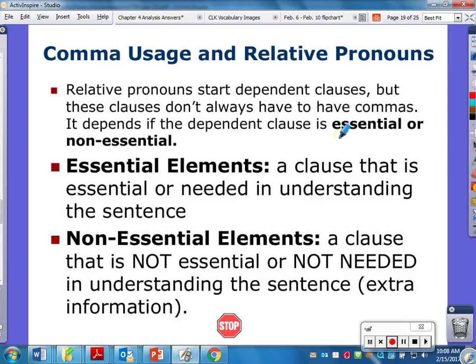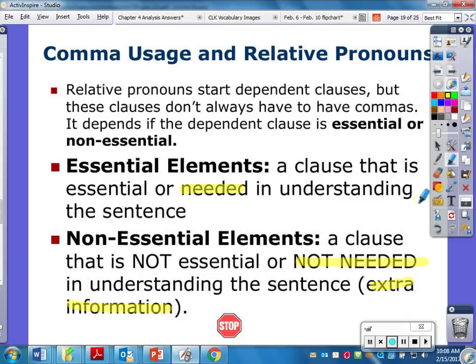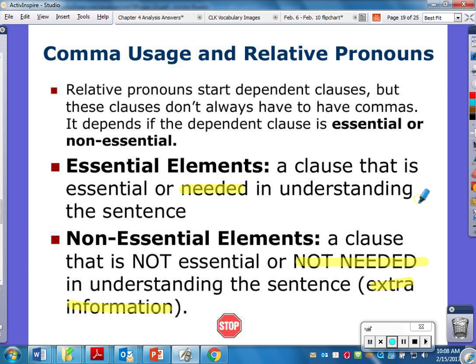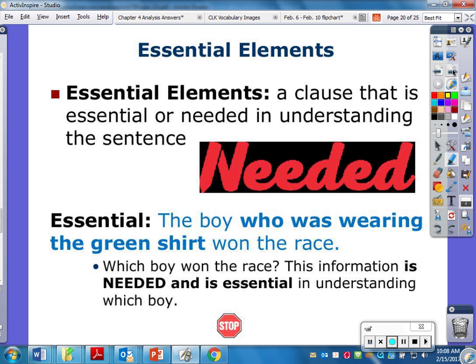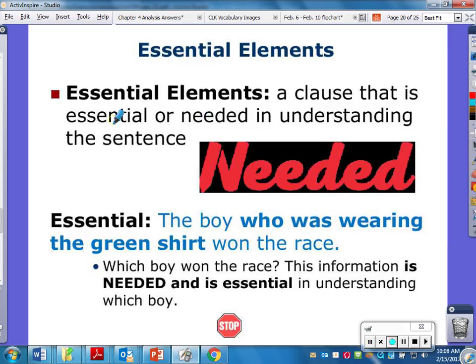So, an essential element is a clause that is essential or needed in understanding the sentence. A non-essential element is a clause that is not needed in understanding the sentence. It will be extra information. I bet you can already guess which one needs commas and which one doesn't. Essential elements, again, are clauses that are essential or needed in understanding the sentence. They are needed.